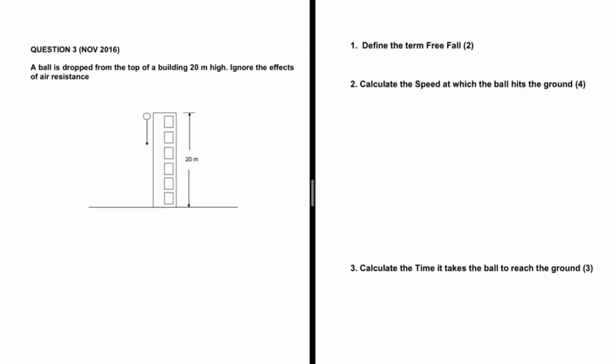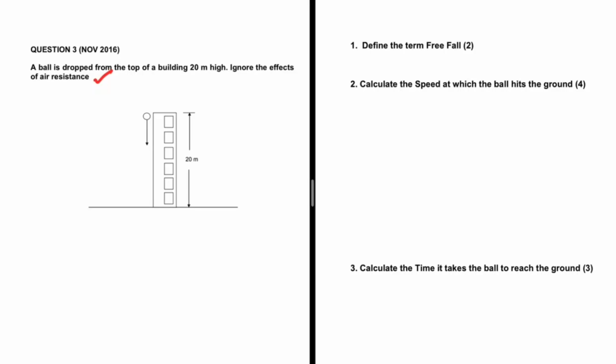A ball is dropped from the top of a building 20 meters high. Ignore the effects of air resistance. There isn't a lot going on in this question. The first question, define the term free fall.